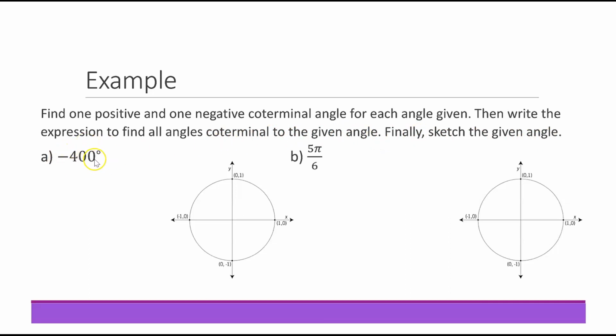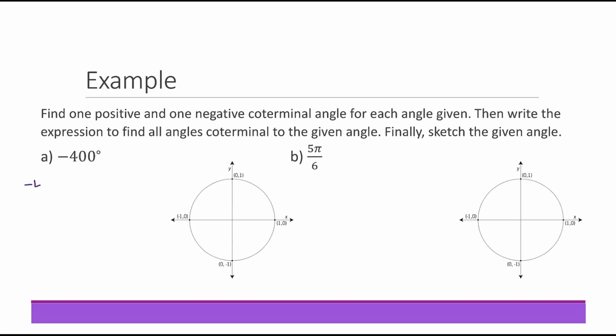So here we have -400 degrees. So we want to find one positive and one negative coterminal angle first. Well, to find coterminal angles, we either add or subtract copies of 360. So if I'm interested in finding one positive coterminal angle, and I start at -400 degrees, I'm going to have to add at least one copy, if not more, of 360 degrees.